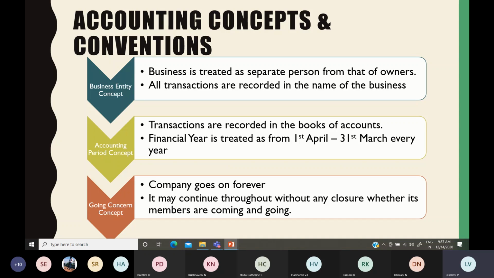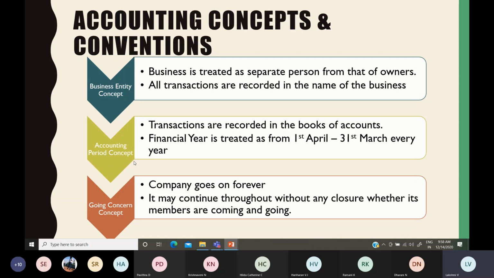So they both are different persons; the business is an artificial person. Everything will be recorded from the point of view of the business, but not from the owner's point of view. This is the first thing. Everything will occur in the name of the business only. Whatever transaction, whatever purchase you make, whatever sales you make, whatever dealings you have with a lot of people, everything will be recorded only from the point of view of the business, not from the owner's point of view. So this is one important thing, the business entity concept.